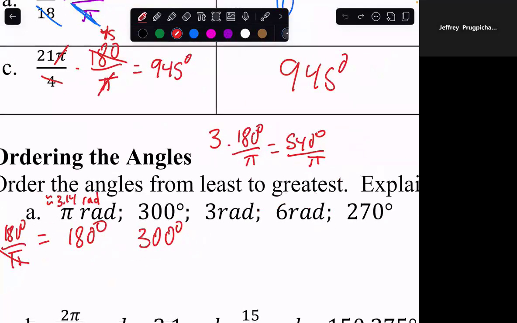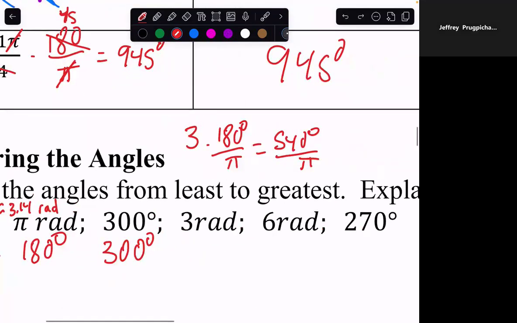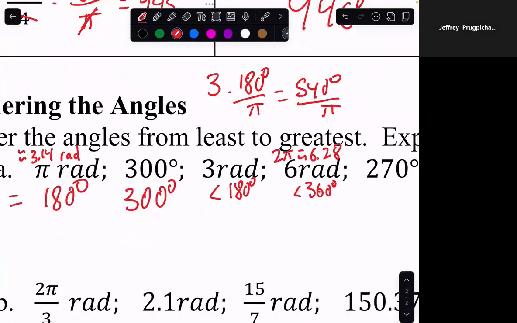6 radians, well, that's double 3 radians, but this is somewhat close to 2 pi. 2 pi is about 6.28, and we know 2 pi radians is about 360 degrees, so this will be a little bit less than 360. Okay, so with that in mind, we can put them into order pretty easily.